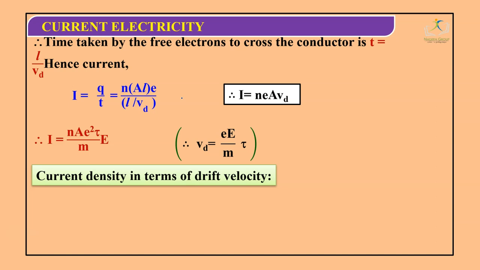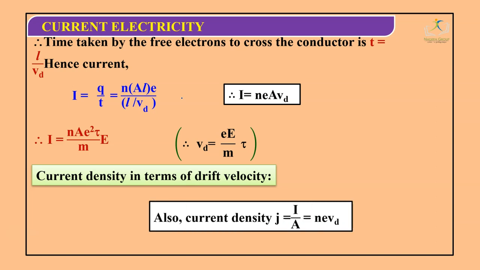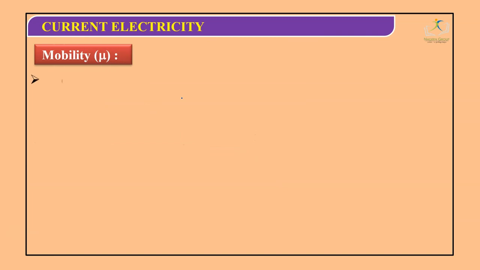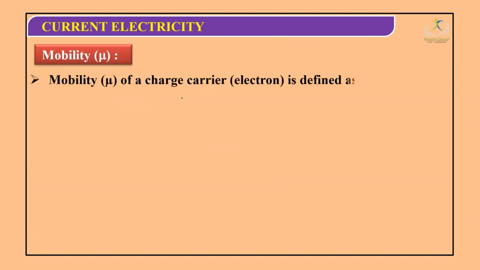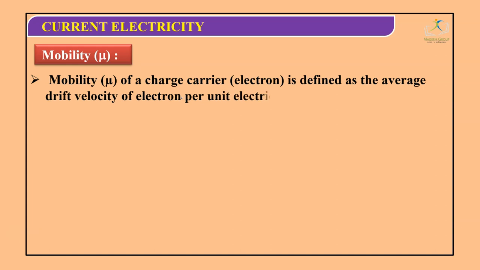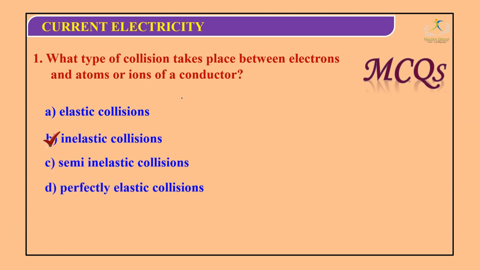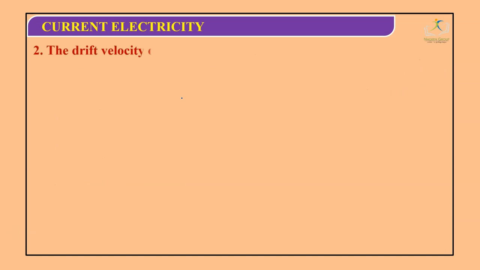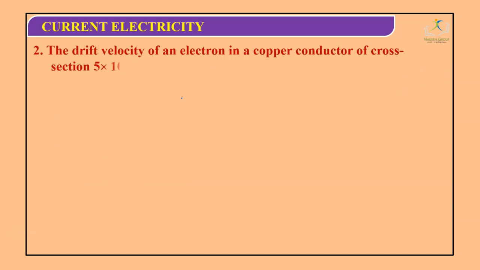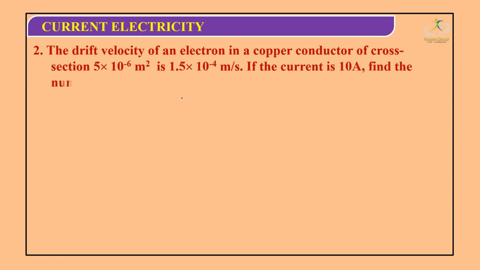Current density in terms of drift velocity: J is equal to I by A, which is equal to neVd. Mobility mu of a charge carrier, electrons, is defined as the average drift velocity per unit electric field. Now, the type of collision that takes place between the electrons and the atoms or ions in the conductor is inelastic collision.